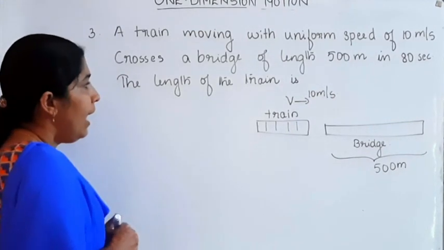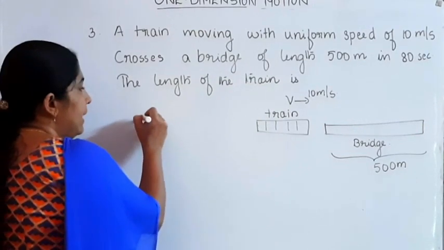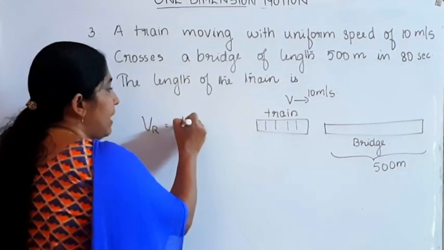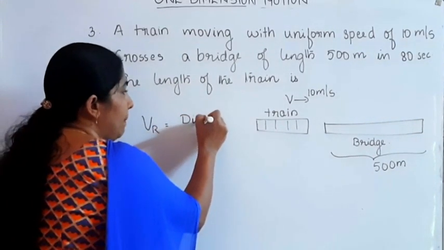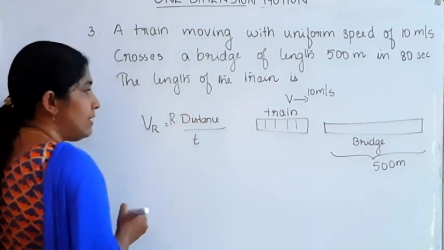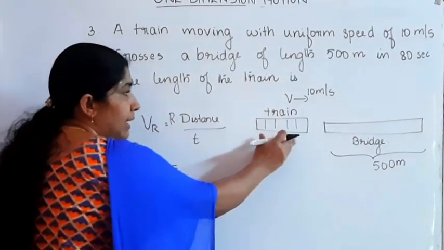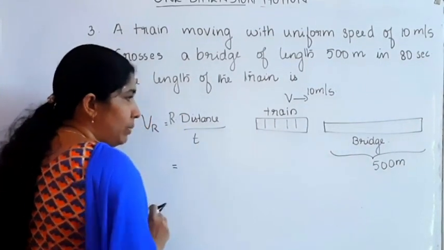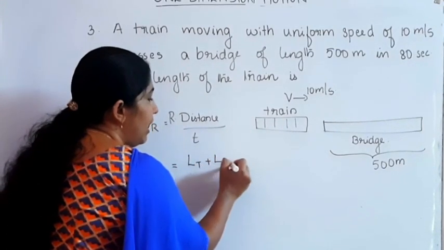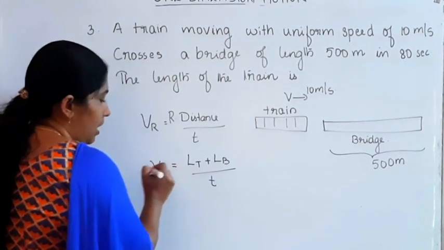Okay. In this, we want to consider the relative velocity. Relative velocity is equal to relative distance divided by time. Here the distance is equal to the length of the train plus the length of the bridge. Then length of the train plus length of the bridge divided by time t is equal to relative velocity VR.